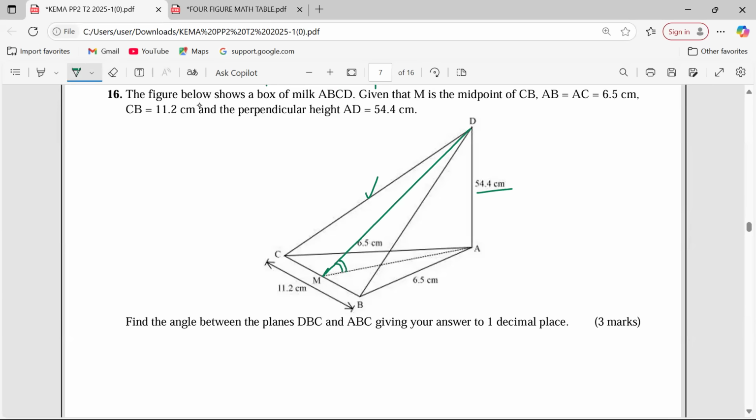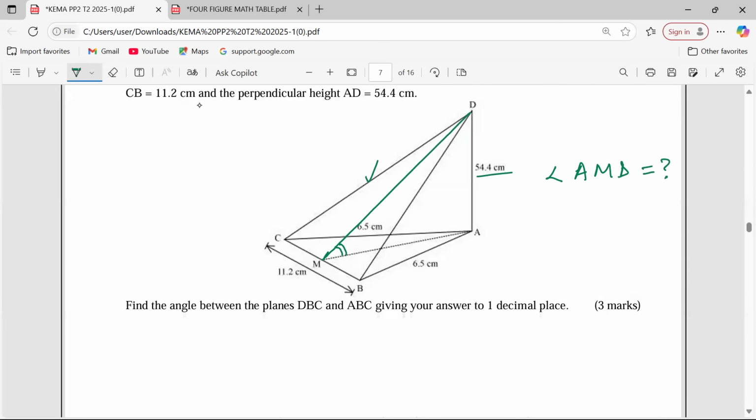So we need the angle DMA, angle AMD. That is what we are looking for. That will be the angle between the two planes. I hope I have outlined that angle very keenly. So we need theta.